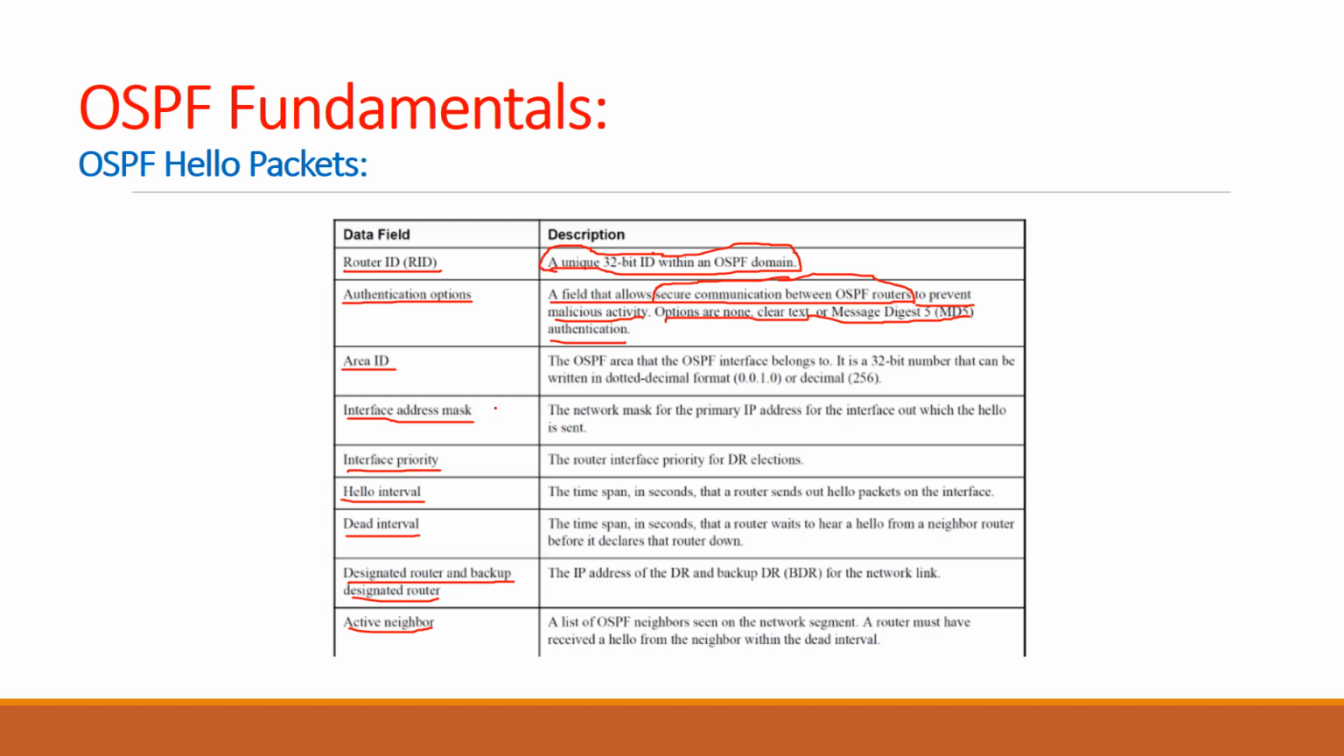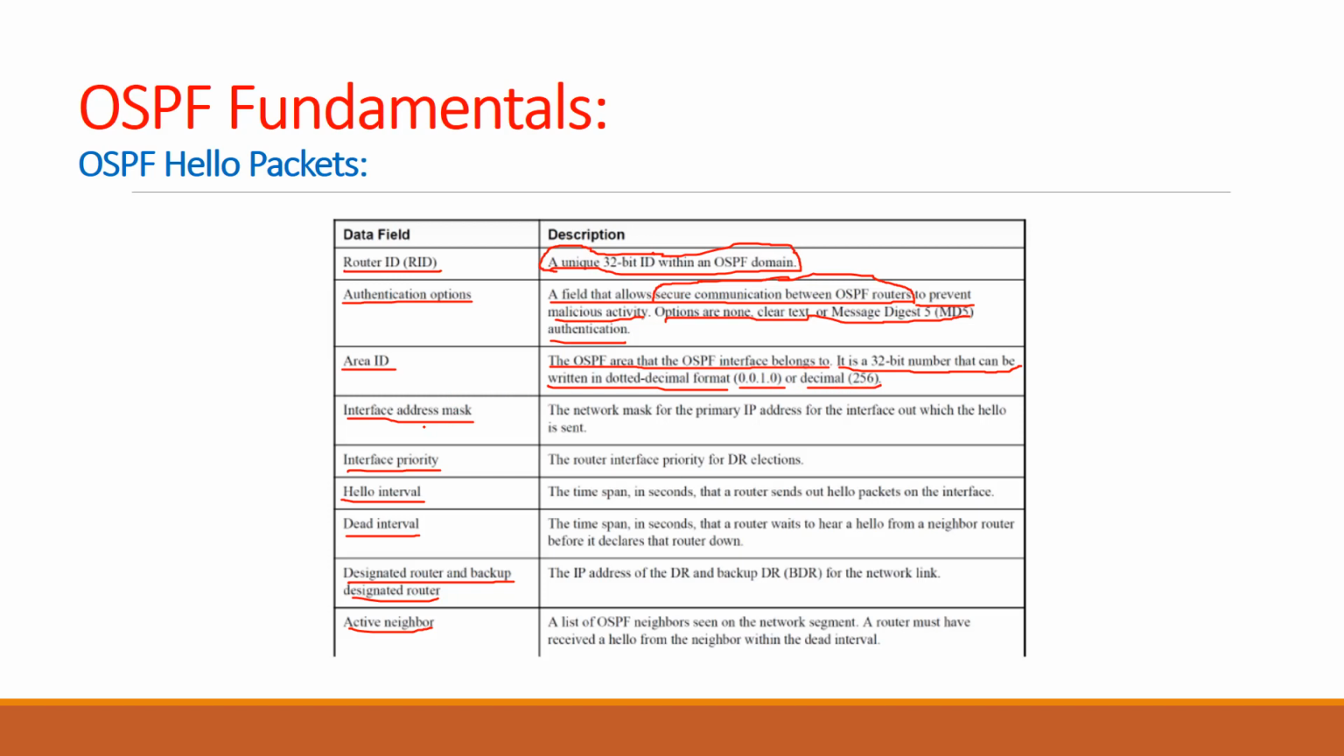So if you use an authentication option on one router, you have to use the same authentication options on other routers so they can secure the communication between them. Why? To prevent any malicious activity. The third field is the area ID. The OSPF area that the OSPF interface belongs to. It is a 32-bit number that can be written in dotted decimal format, like 0.0.1.0, or in decimal format like 256.